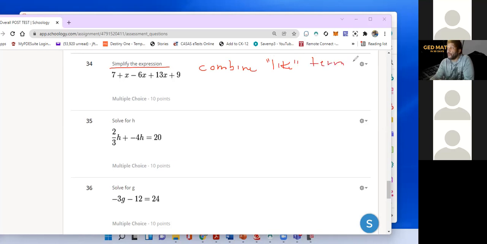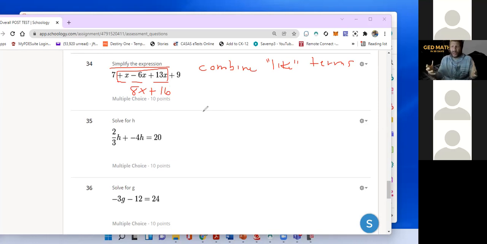Okay, especially for algebra, you have to be able to combine like terms. So she said the plus x, which is 1, the minus 6 and the 13. So 13 minus 6 is 7. 7 plus 1 is 8. So these 3 terms will combine to 8x. Does everybody understand that? Okay, good. Now we also combine the 9 and 7. What's 9 and 7? 16. So you have to be able to combine like terms.